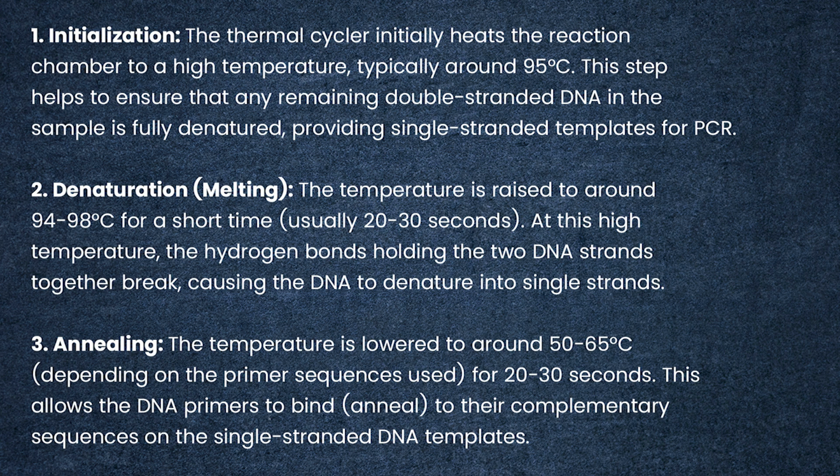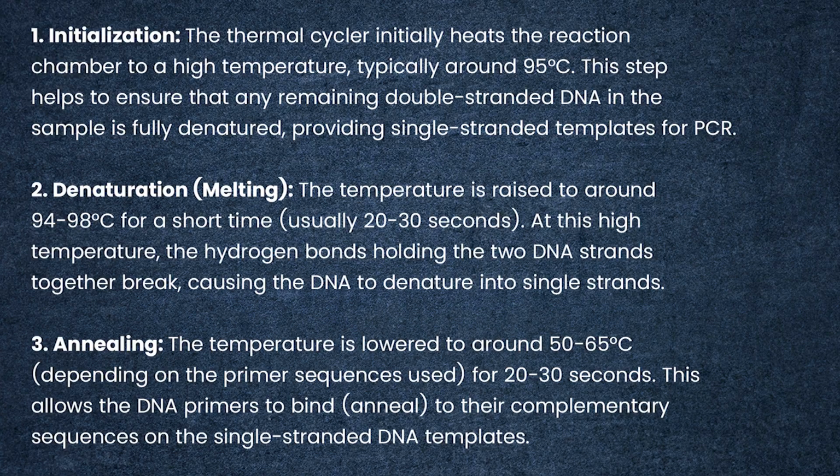In initialization, the thermal cycler initially heats the reaction chamber to a high temperature, typically around 95 degrees centigrade. This step helps to ensure that any remaining double stranded DNA in the sample is fully denatured, providing single stranded templates for PCR. So, the single stranded DNA that has been formed in this step will act as a template for the polymerase chain reaction. The next step is denaturation, also known as melting.